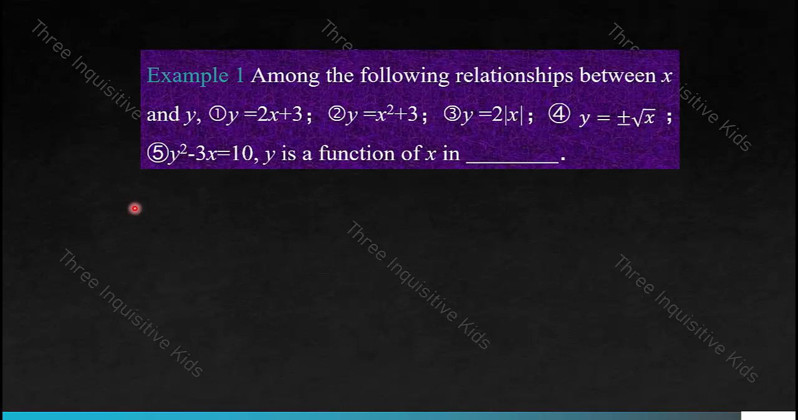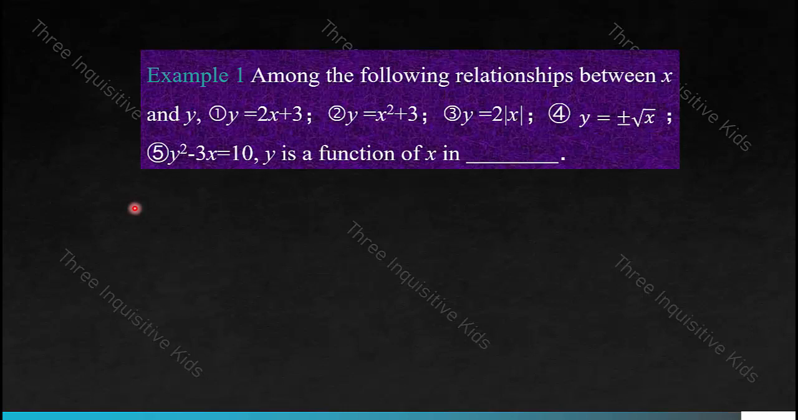So the first one is y is equal to 2x plus 3. Second one, y is equal to x squared plus 3. The third one is y is equal to 2 times the absolute value of x. Fourth one, y is equal to positive or minus square root of x. And the last one is y squared minus 3x is equal to 10. So which ones show y as a function of x?